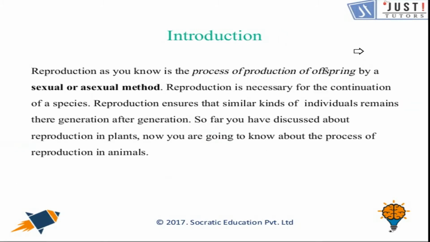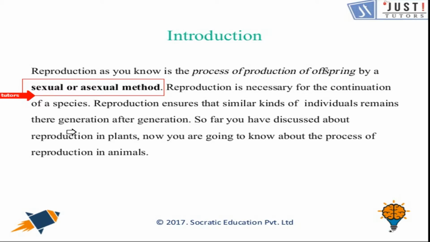Moving ahead, the first topic we have is the introduction. Reproduction, as you know, is the process of production of offspring by a sexual or asexual method. So as you can notice, we have already been given the two modes of reproduction inside the box, sexual or asexual method. Reproduction is necessary for the continuation of a species. So here we have the basic importance of reproduction: for the continuation of a generation or a species, we need reproduction.